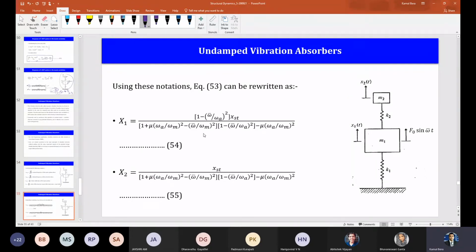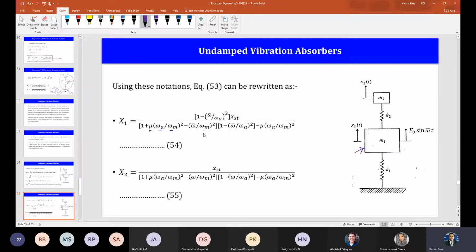Use those parameters, I can write x1 and x2 using this manipulation. Okay, you just use those parameters. So now you can see the parameters are there: mu, omega, and omega m, all those parameters are there. So now our aim is to reduce the motion of this mass.